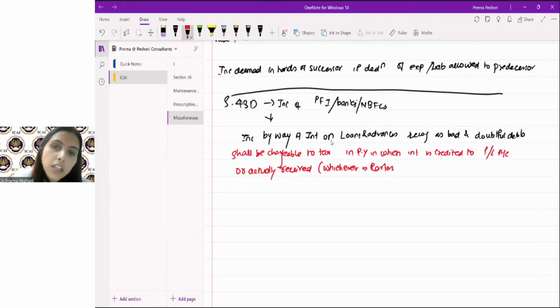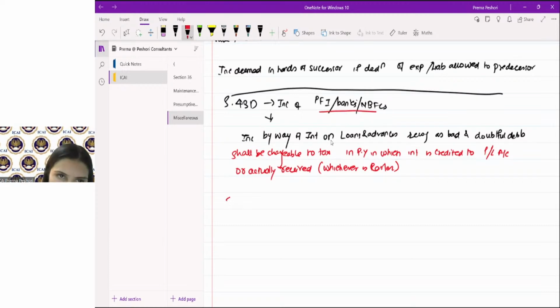So in case of the banks or financial institution, usually the interest on the loan would, in absence of this provision, be recognized on accrual basis, right? So in order to provide relief to the banks, NBFC or PFI, where the loans and advances could be recognized as bad and doubtful debts, until it is credited to the P&L account or it is actually received, it will not be recognized as income for these kind of institutions. Otherwise, this may cause hardship to these institutions. Clear?